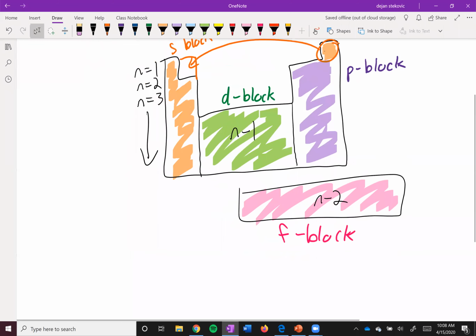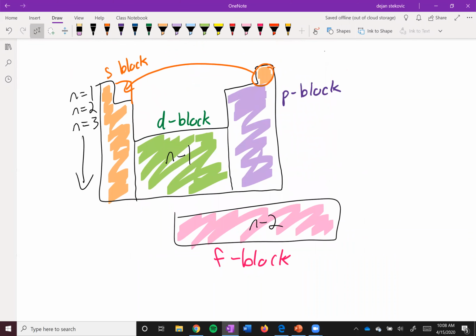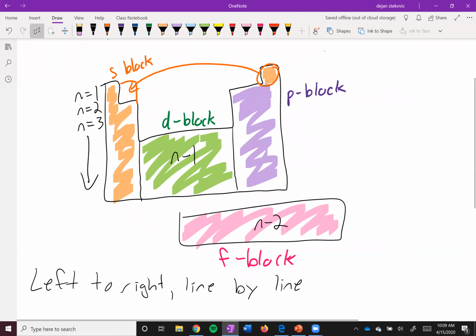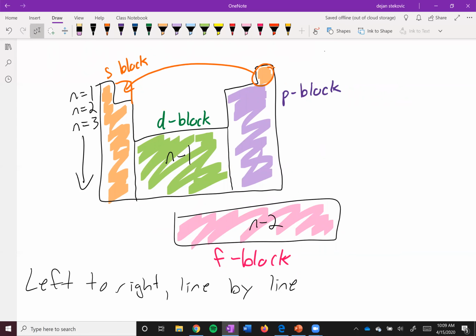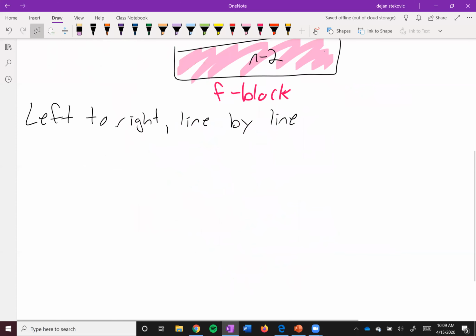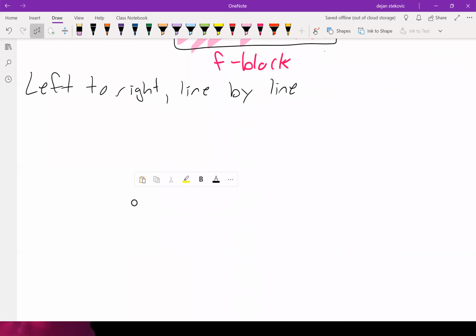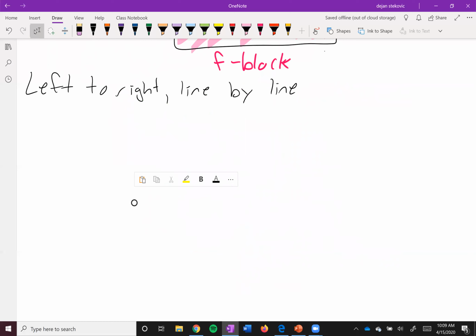So what we're going to do is read the periodic table like a book. When you read a book, you read from left to right, and you read line by line. So you're going to go through the first row from left to right, and then once you finish that, you're going to go to the second row, and so on and so forth. Here's basically the same picture we just drew above, just from your book.